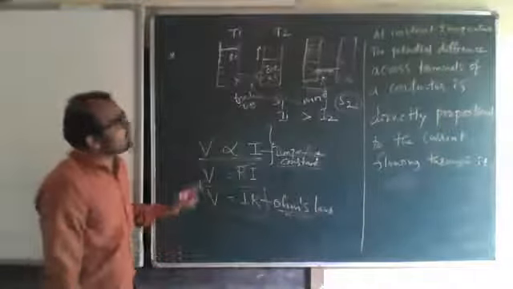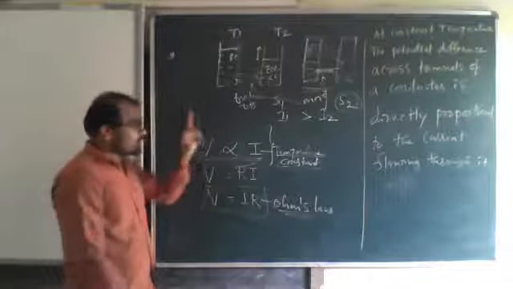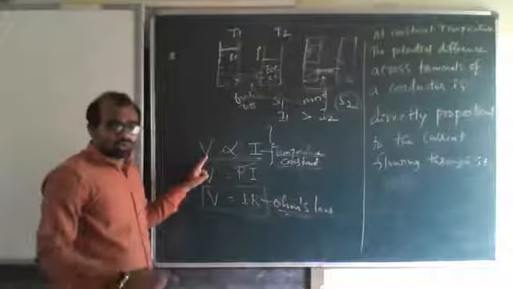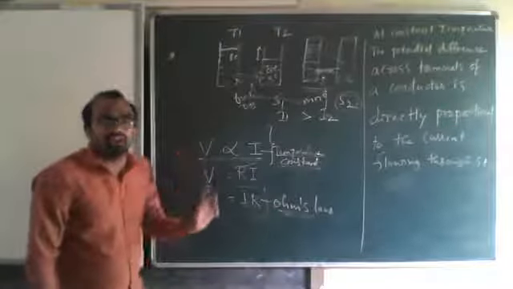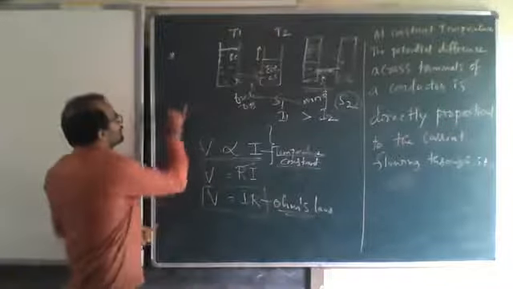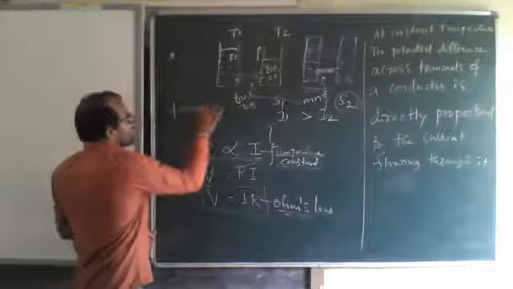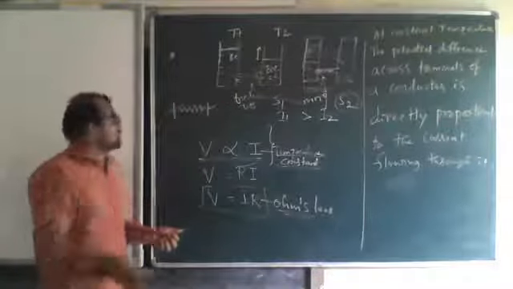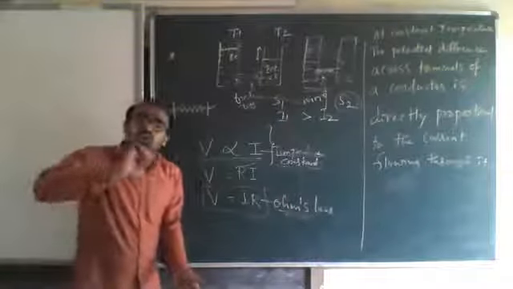What is Ohm's law? At constant temperature, the potential difference, or you can say voltage, both are the same, across the terminals of a conductor. See, potential difference is always taken across the terminals. These two are the terminals. Any two points we take, not only these two points, any two points we take as across.